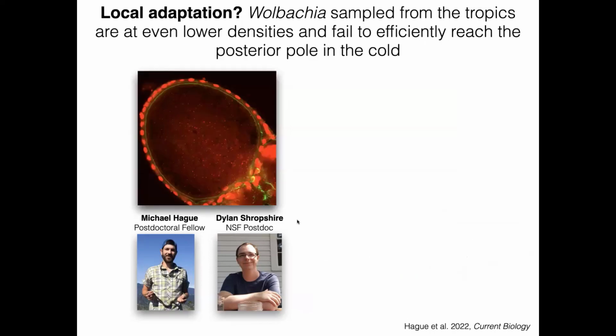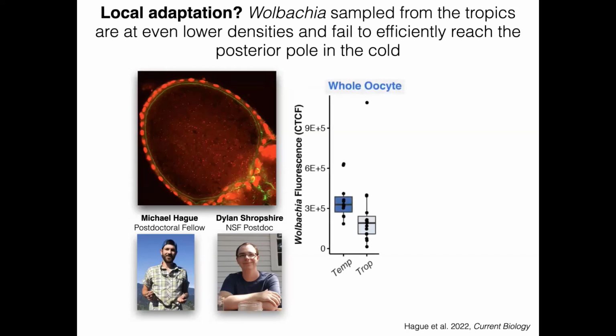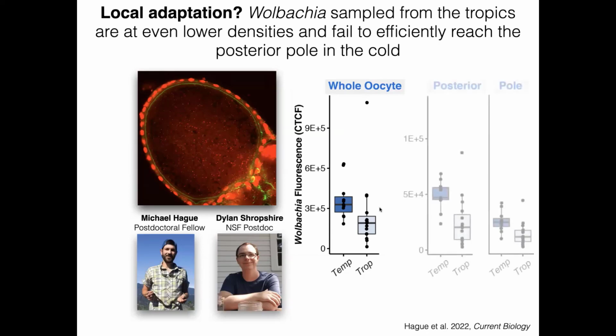As I noted, we had G by E interactions in the transmission data, and so we're interested to see if there's any evidence of local adaptation here, differences between the temperate and the tropical genotypes. What we see is that when we rear them at cool temperatures, wMel from the tropics and a tropical melanogaster have lower oocyte abundance in the cold, and they have lower Wolbachia abundance at the posterior region and lower Wolbachia abundance at the pole. So this is evidence that if you evolved in the tropics, and we sample you from there, you're particularly negatively influenced by cold temperature when it comes to transmitting Wolbachia.